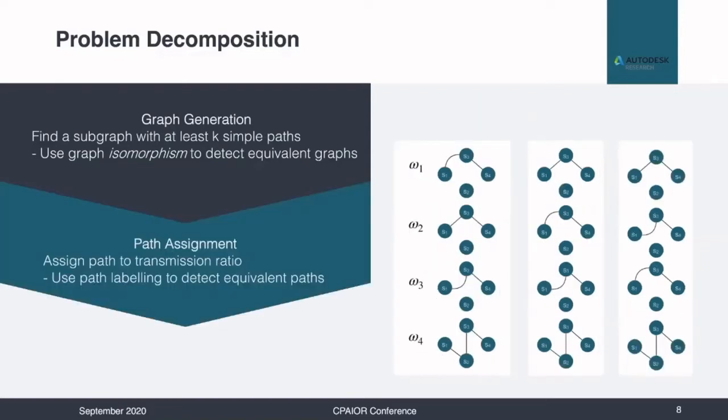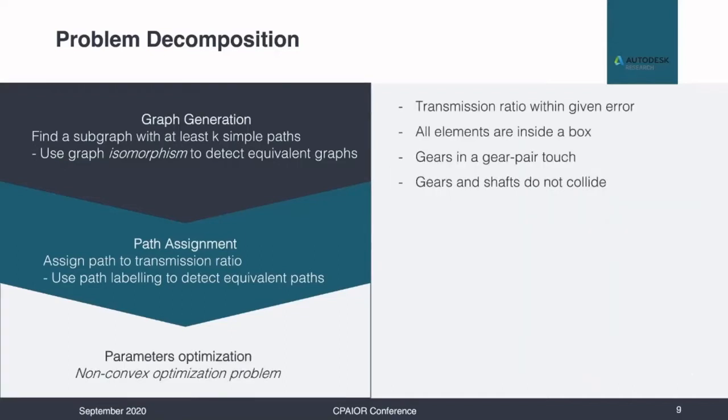Once we have a layout graph with at least k paths, we need to associate each of these paths to one of the transmission ratios. Again, we can exploit some tricks to detect symmetric assignments. If you're interested, details can be found in the paper. Finally, once we have the layout and the path assignments, we can determine the parameters of each element in the gearbox. As mentioned before, the parameters are the position of shafts and gears, their length, and their radii.